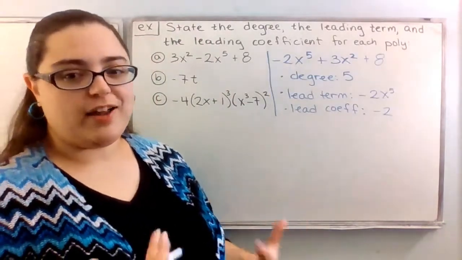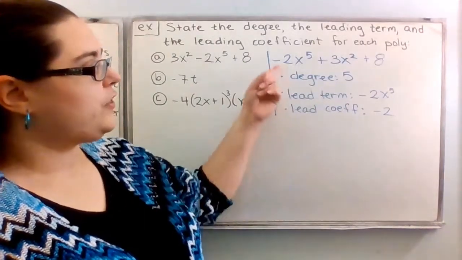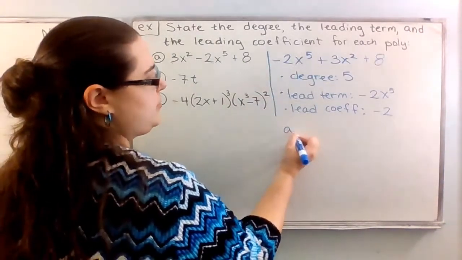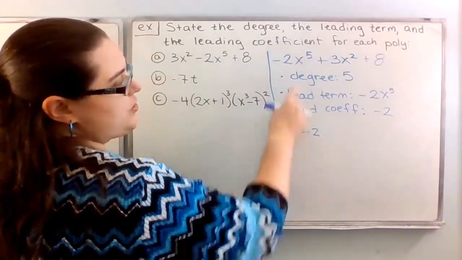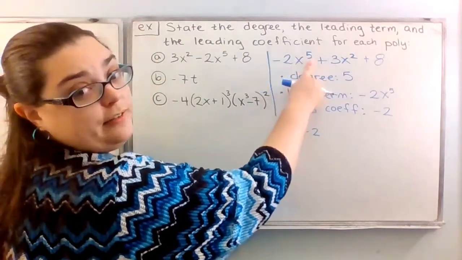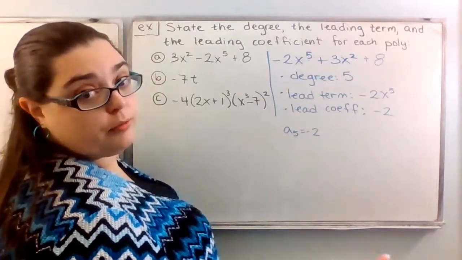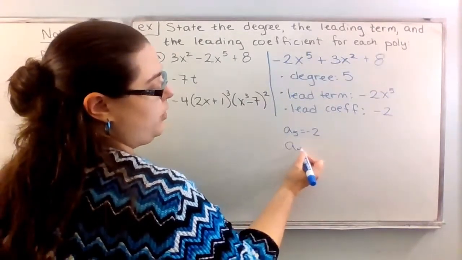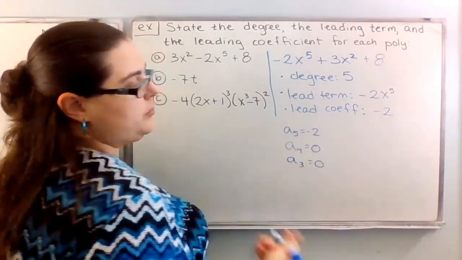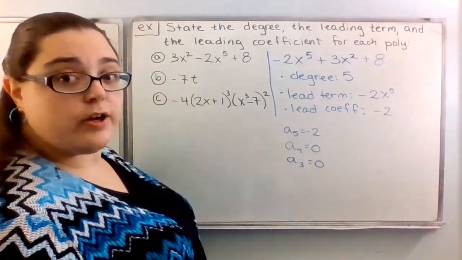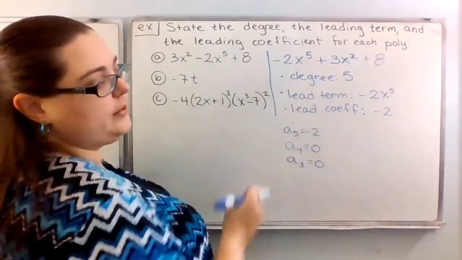Now, if you were wondering how this relates back to all those a sub i's that we had in our definition, for this polynomial, a sub 5 would be that negative 2 because it's the coefficient associated with the term that has a degree of 5. There is no term with an exponent of 4 or 3. So a sub 4 is 0 and a sub 3 would be 0 because 0x to the fourth is 0 and 0x cubed would be 0. So that's how come we don't have any here.